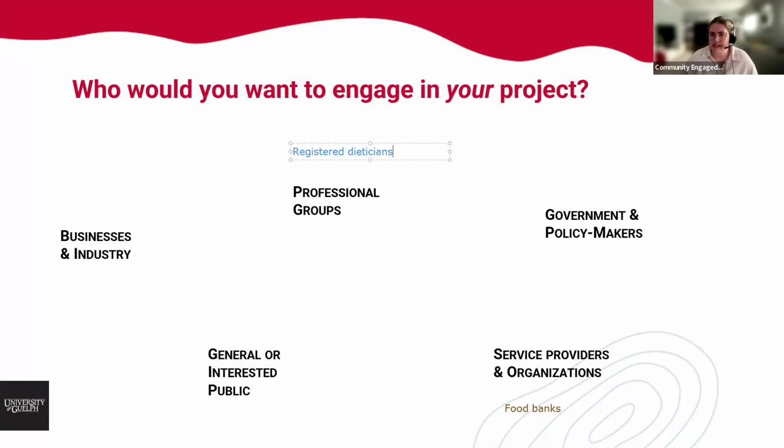Maybe some framing questions that might help are to think about who might be affected or impacted by the issue of food insecurity in Guelph and who might be able to influence it. Going through our knowledge mobilization thinking, who might be good collaborators, who's affected by the issue, who has knowledge of the issue, who might be able to impact the ways in which these things are addressed.